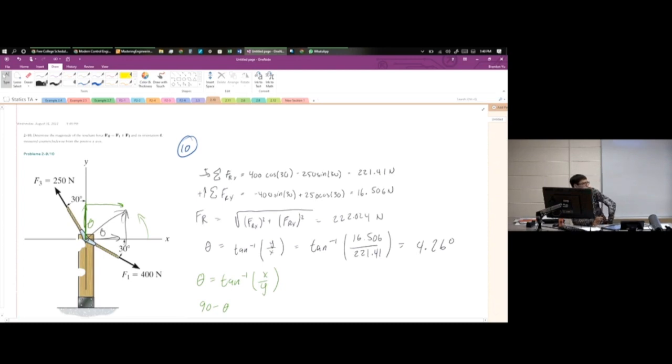Make sense? Any questions? Everybody got their pictures?